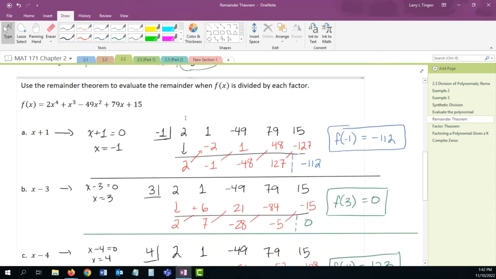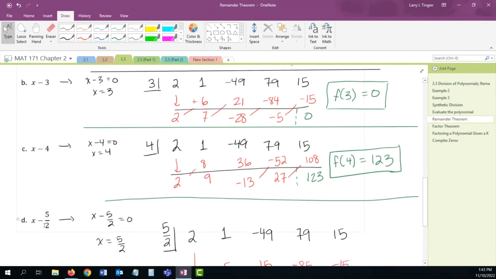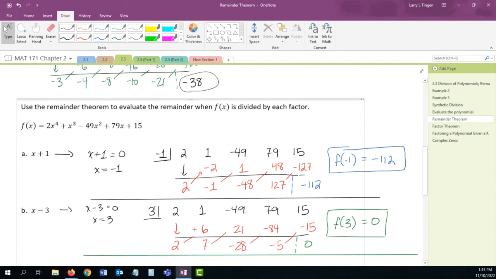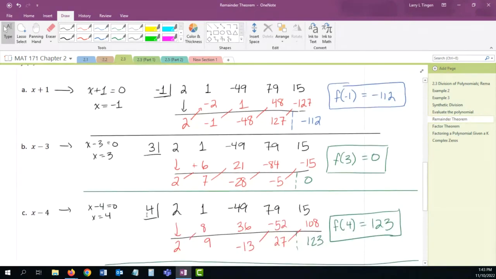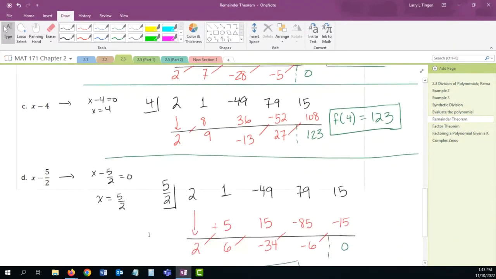Okay. The next part, all it does is just use the remainder theorem to evaluate the remainder when f of x is divided by each factor. So f of x is this polynomial here, dividing by x plus 1, divided by x minus 3, divided by x minus 4, divided by x minus 5 halves. And what that corresponds to: x plus 1 is what I'm dividing by, so I'm just checking when x is negative 1. X minus 3 corresponds to when x is 3. X minus 4 when x is 4. X minus 5 halves means I've got 5 halves in the box.